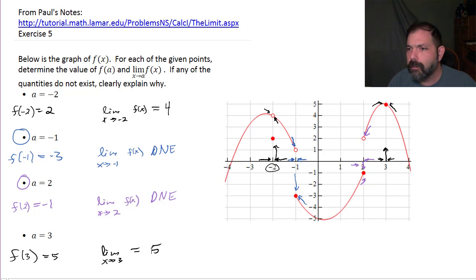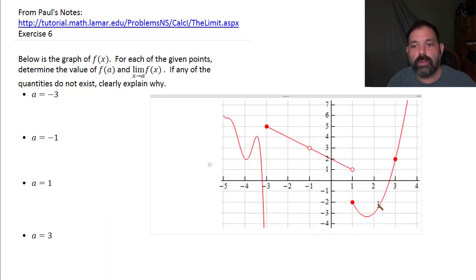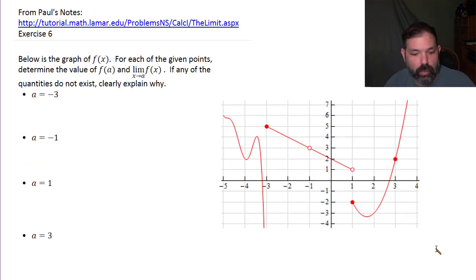Okay. All right, so here's another similar exercise. Now would be a great time to pause. Try this one out on your own. All right, so hopefully you've tried this one out on your own. Let's take a look at it.